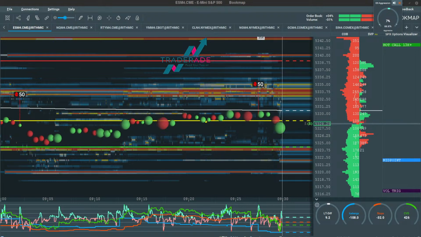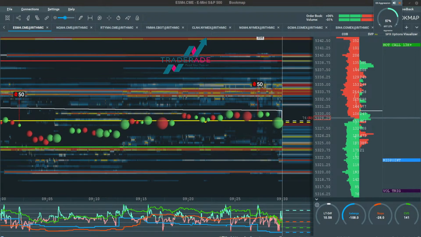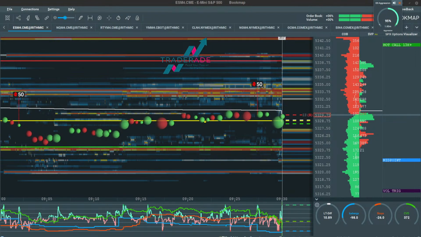So the market is about to open, folks. I'm just going to get through a few more questions here, and then we'll start looking at the live trading action.